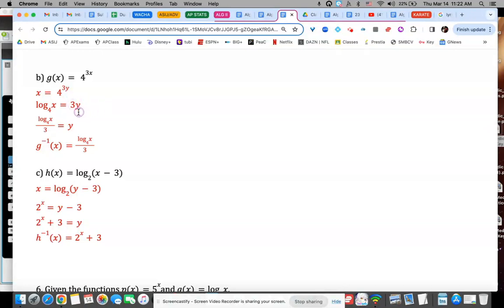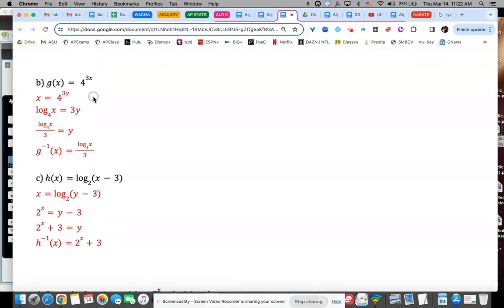And then to get y by itself, you just have to divide by 3, right? So this little weird situation just added one more extra step where we have to divide by 3 at the end, and then you can change your y into inverse notation. Okay? It worked just like the other one though, right? It works just like the other one.